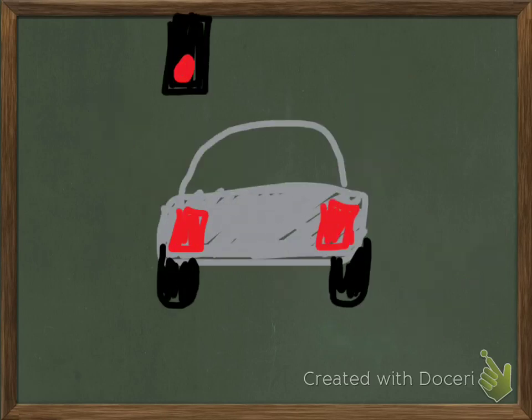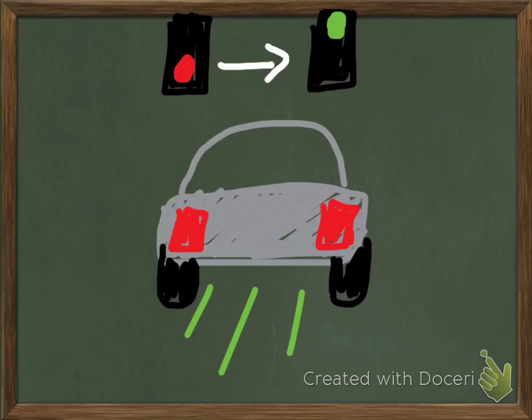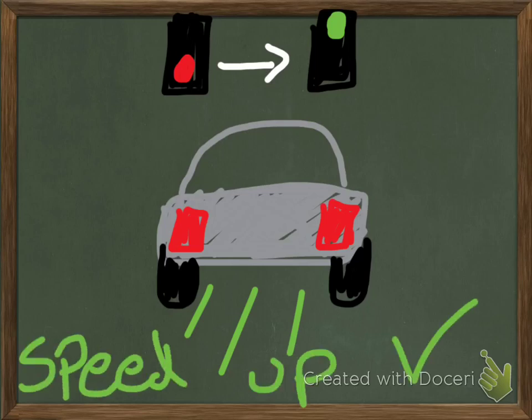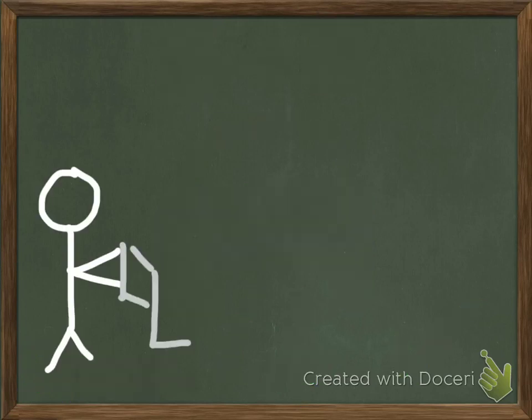Or if you're sitting in a car at a red light. If you're sitting in the car at a red light, you're not moving at all, and suddenly the light turns green and the car begins to move. Because you have a change in your speed, you sped up, that's an acceleration.